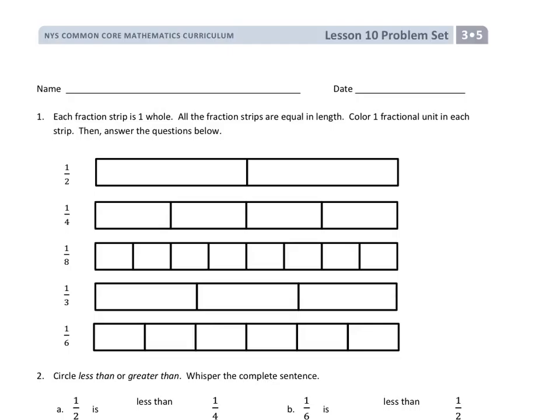So on the problem set, first thing it's asking us to do is, each fraction strip is one whole. All the fraction strips are equal in length. Color one fractional unit in each strip, then answer the questions below. Okay, so we're just going to shade in one unit of each one. So that's coloring in this one. This one. Go ahead and color these in with me.